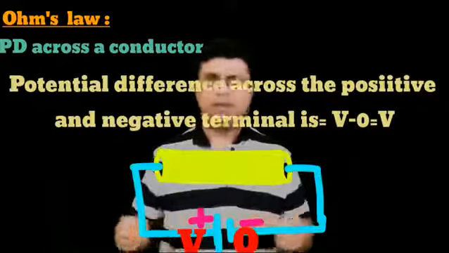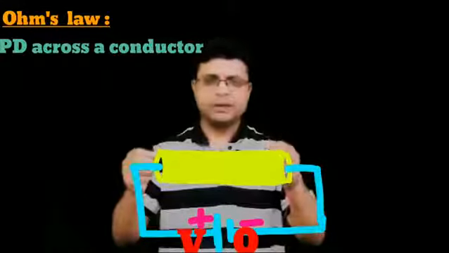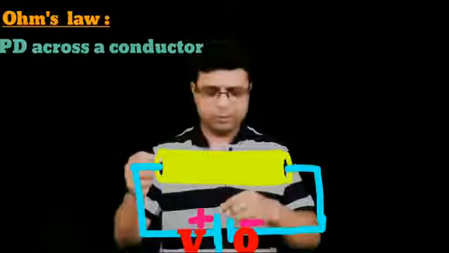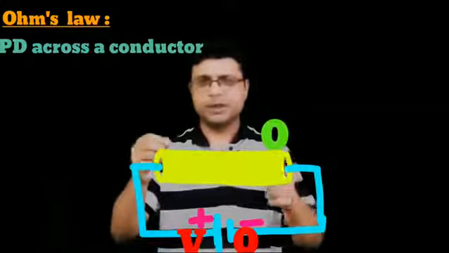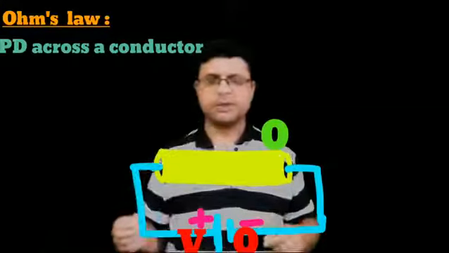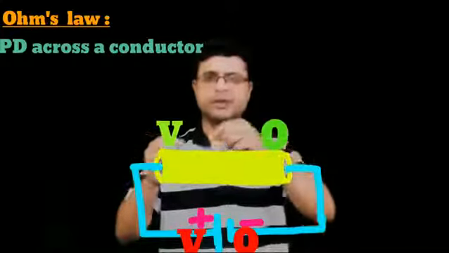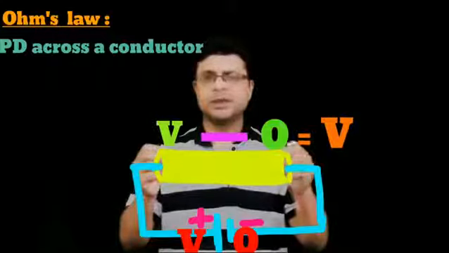Now these wires are connected to the conductor. So the end of the conductor which is connected to the negative terminal has potential 0. The end which is connected to the positive terminal of the battery has potential V. So across the conductor the potential difference is V minus 0, which is V. Alright students, this is something you have to understand clearly.